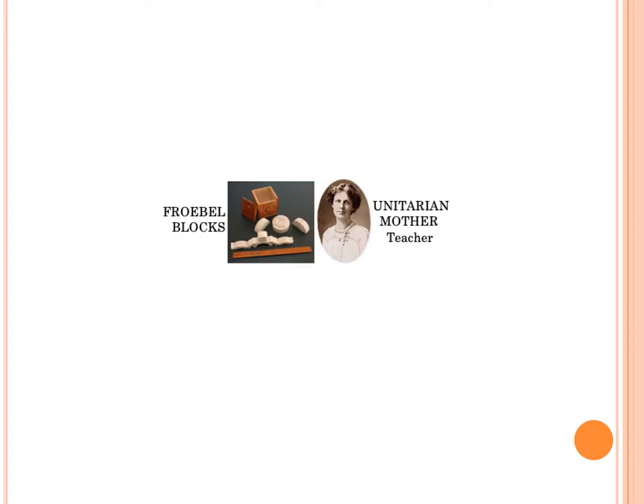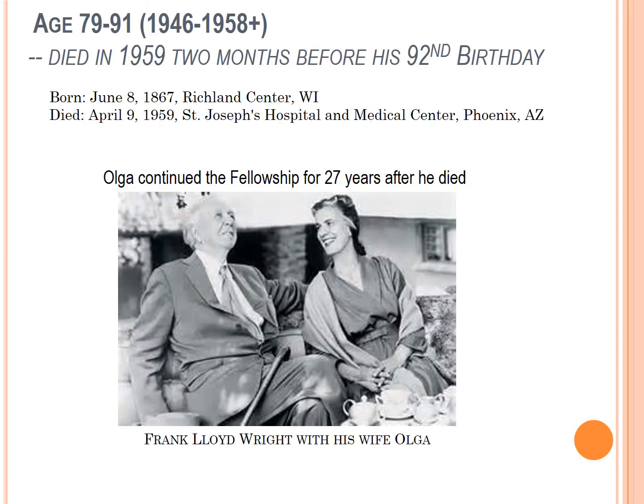Now, extracting one thing out of that that's a little more relevant than most to what we just looked at, although it's all very relevant, was the simple geometric shapes, very much emphasized, the circular shapes and the triangular shapes. And so he makes it almost to 92 years old. It's a long, extremely productive life. Olga will continue the fellowship for another 27 years after he dies.